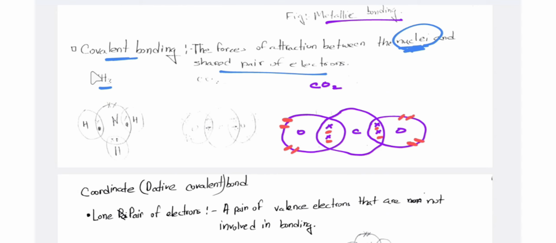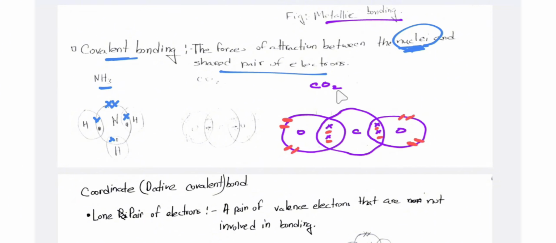So for ammonia, if we draw the bonding structure or dot-and-cross diagram, nitrogen has 5 valence electrons, so 1, 2, 3, 4 and 5, and each hydrogen shares its 1 electron to form ammonia. For carbon dioxide, carbon has 4 valence electrons, so 1, 2, 3, 4, and oxygen has 6, 1, 2, 3, 4, 5, 6, to form an octet configuration.